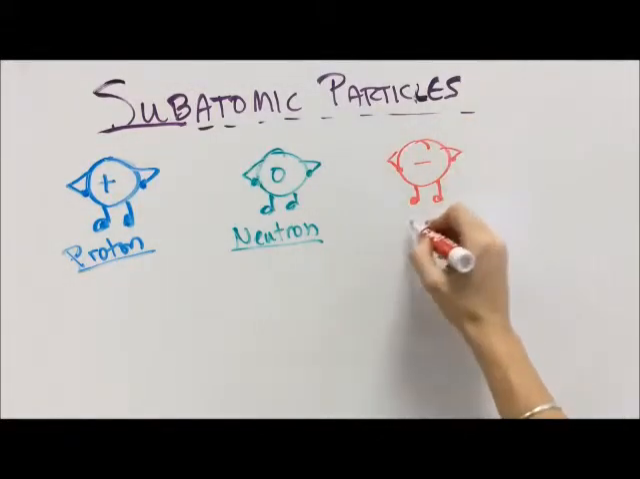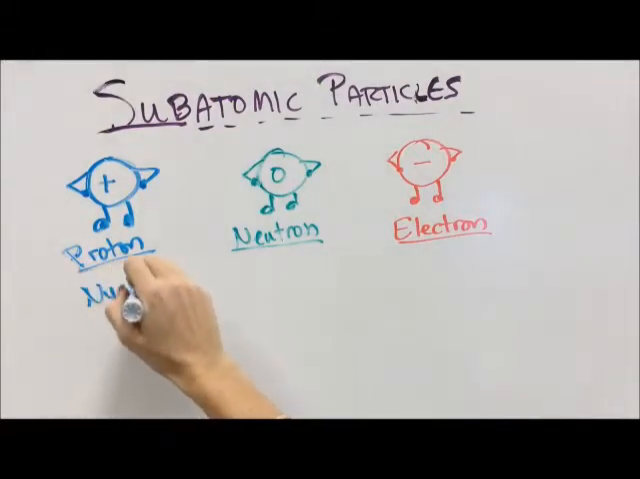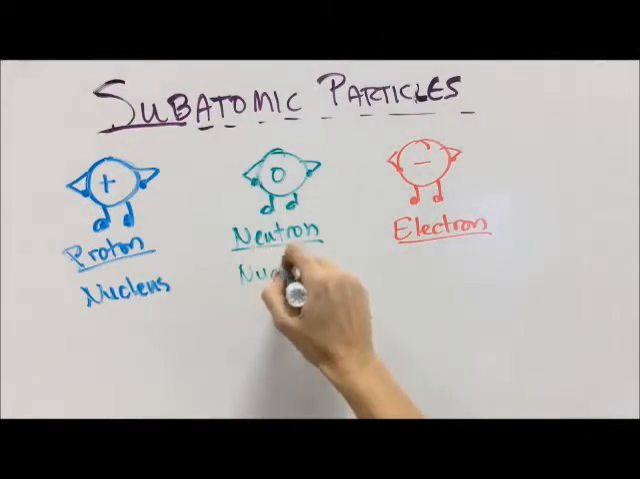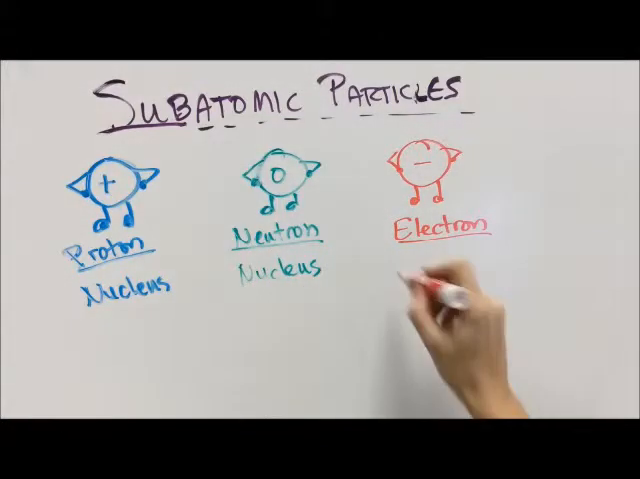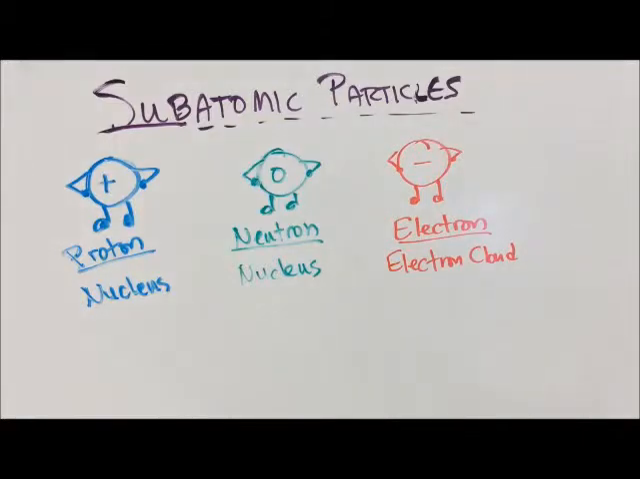And then the last thing that we have is a negative electron, and it's a negative experience to get shocked by electricity, which is the movement of electrons. So that's the way to remember that. Proton positive, neutron neutral, electron is negative. Now, protons and neutrons exist in the nucleus, and electrons live in, you guessed it, the electron cloud.